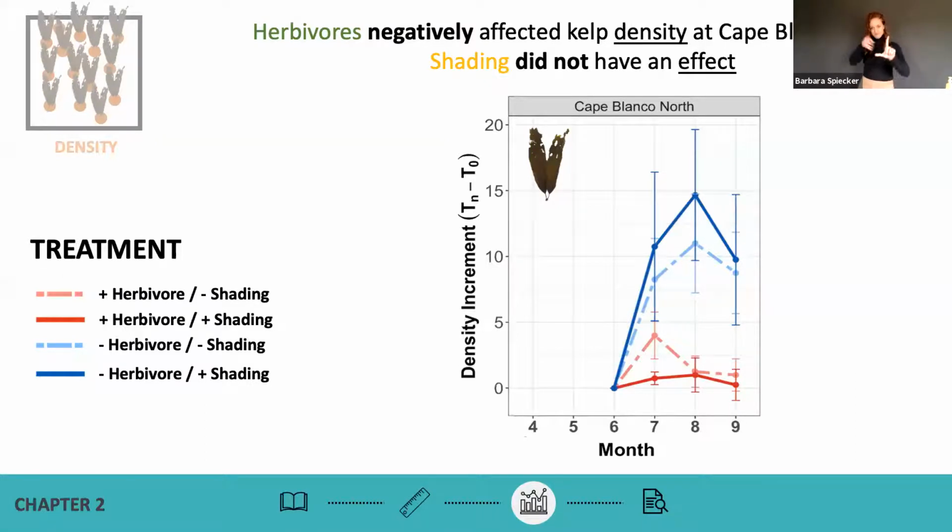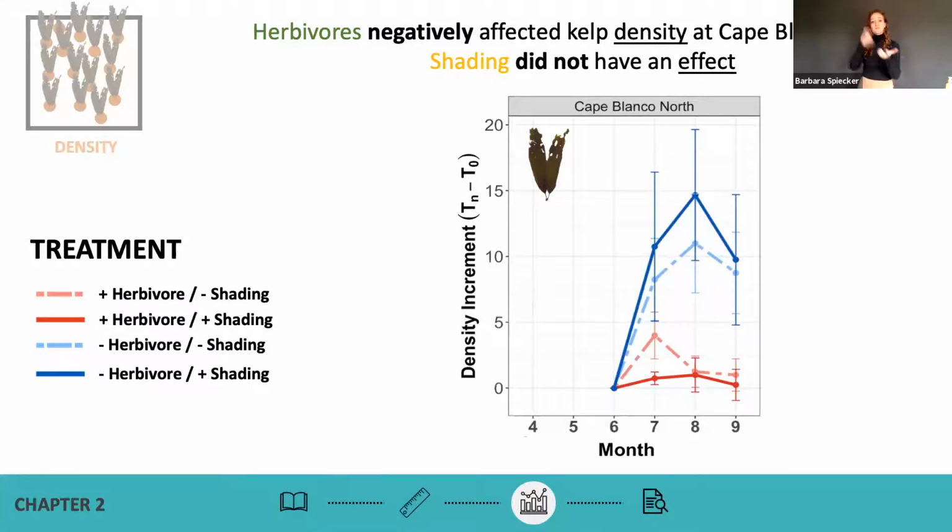Now again, looking more closely at the results, let's look first at the density metric. So the figure here shows data that was collected at Cape Blanco North with month along the x-axis and density increment on the y. The red colored family indicates herbivores present. The blue colored family indicates herbivores absent. The light dot dash lines are unshaded treatments, and the dark solid lines are shaded treatments.